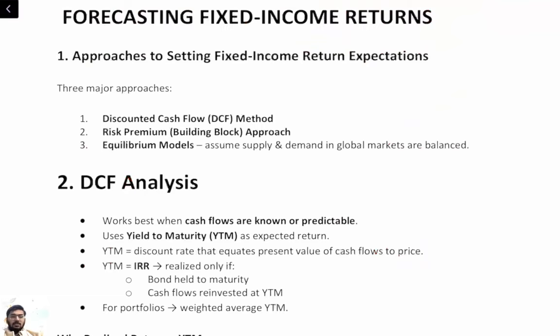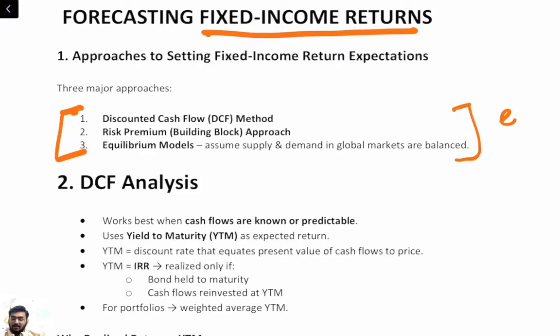So now I have just given you a brief understanding of different subsets of the models. Now moving ahead with our topic, that is, I need to do the forecasting of the fixed income returns. Clear? So now I have three things to be discussed: discounted cash flow method, risk premium approach and equilibrium model. The same thing you will find in the equity forecasting as well. Discounted cash flow, risk premiums and equilibrium model. Clear?